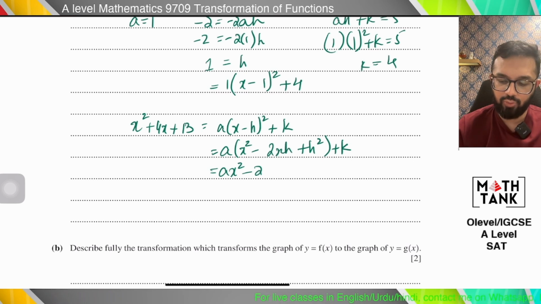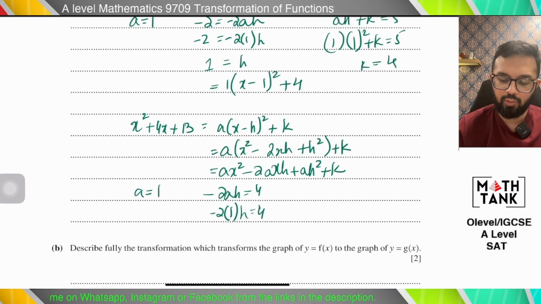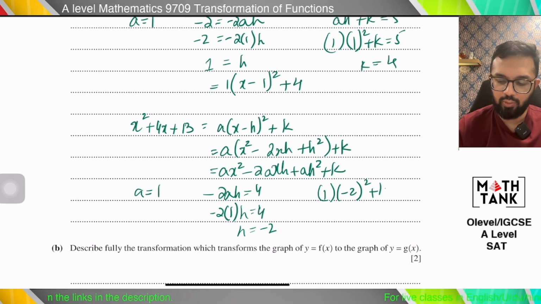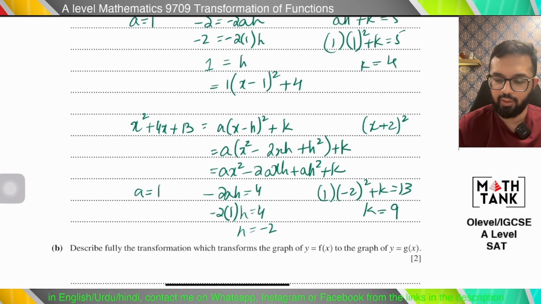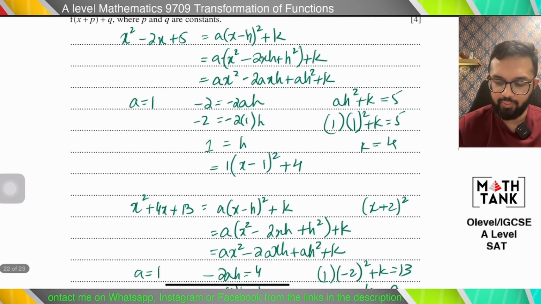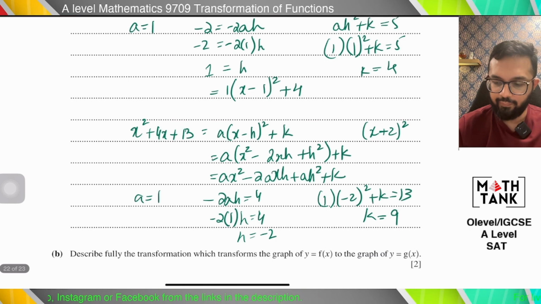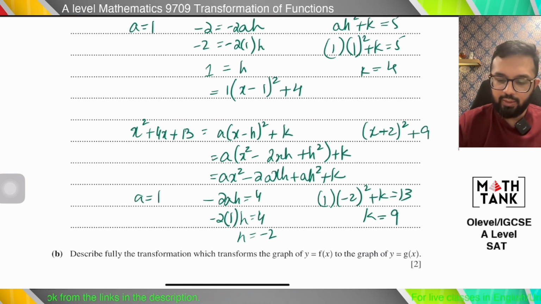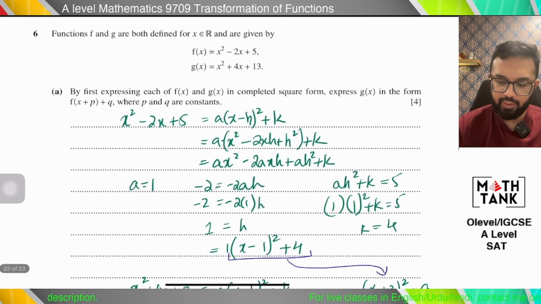It's 2xh is 1. So I have x minus 2 whole square plus 2 whole square, and I have plus 9. So that's the transformation that I need to talk about.